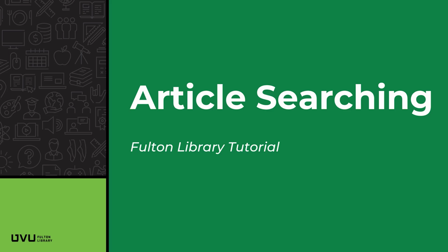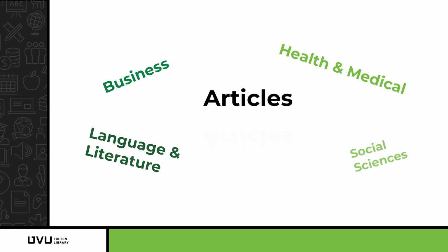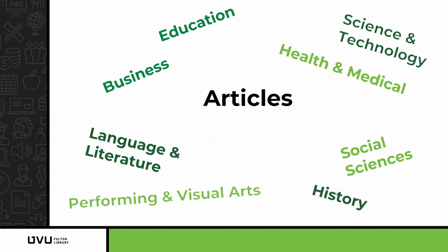In this brief tutorial, you'll learn how to use the library's article database. This is one of the library's largest multidisciplinary databases, and it is great to use for a variety of subject areas, including business, health and medical, language and literature, social sciences, education, science and technology, performing and visual arts, history, religion, and philosophy. It contains peer-reviewed articles, newspapers, and so much more.